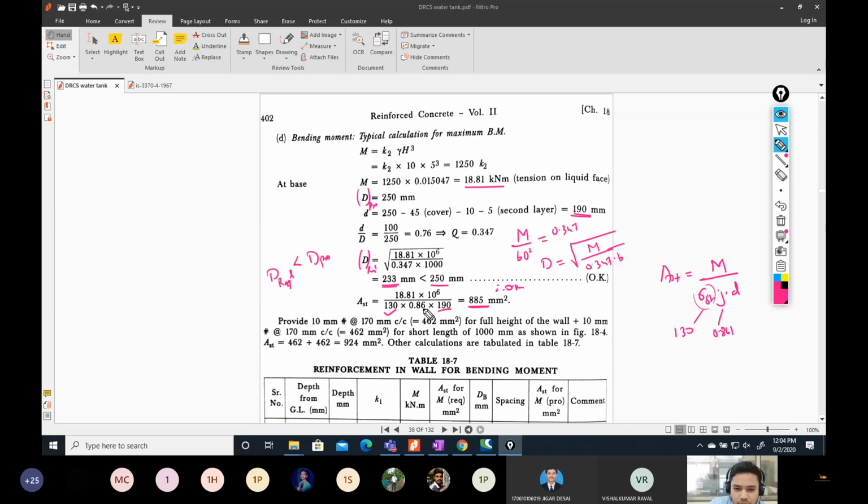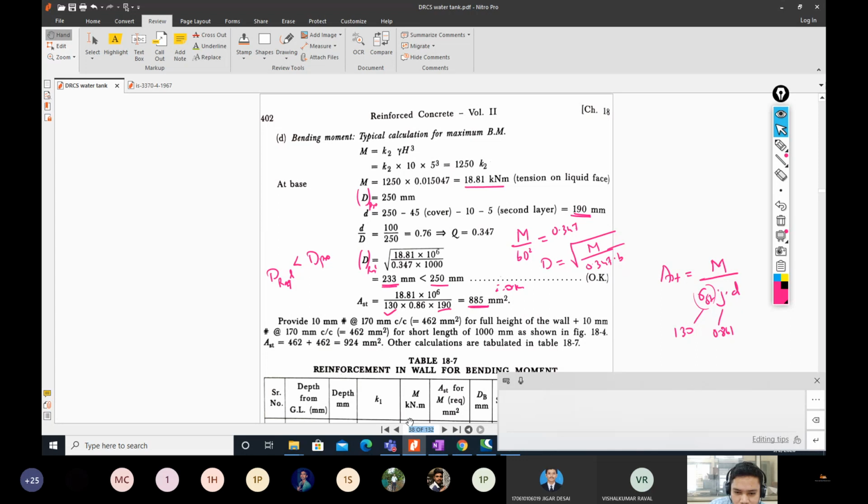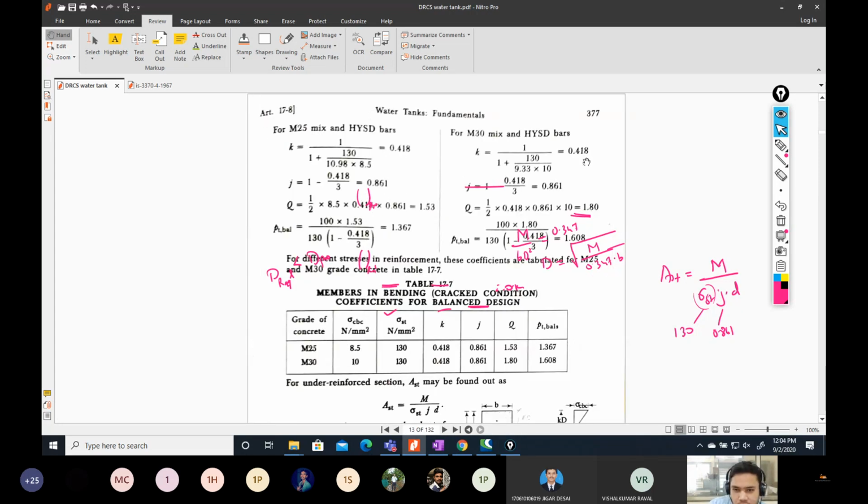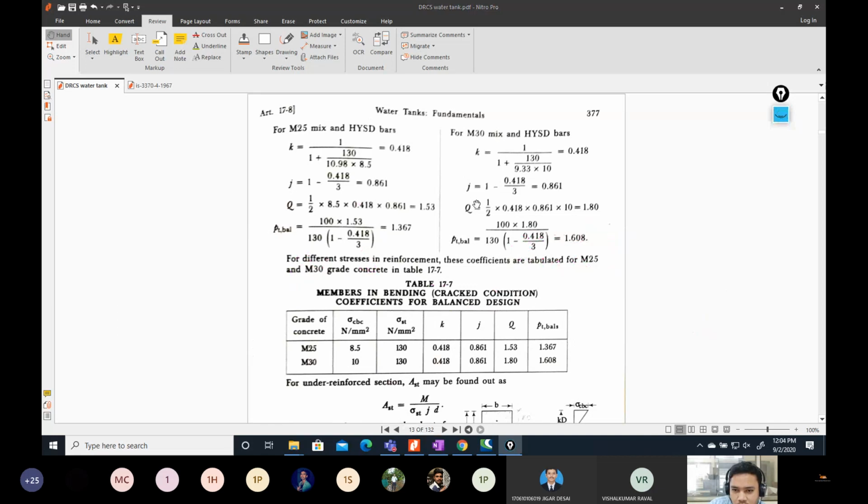Now this value 0.861, if you remember, we have already discussed this earlier. So see, for M30 grade, the value of this J is 0.861. Okay, this is the sample calculation of how you can find this lever arm factor J.